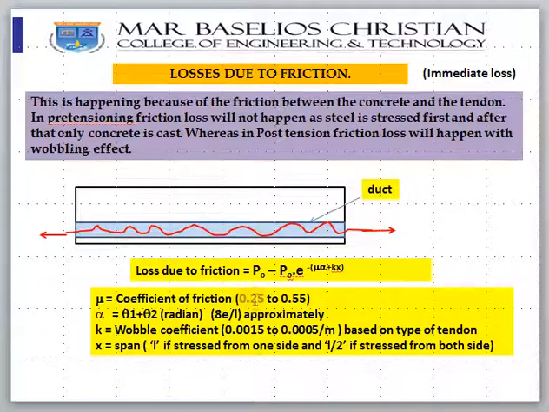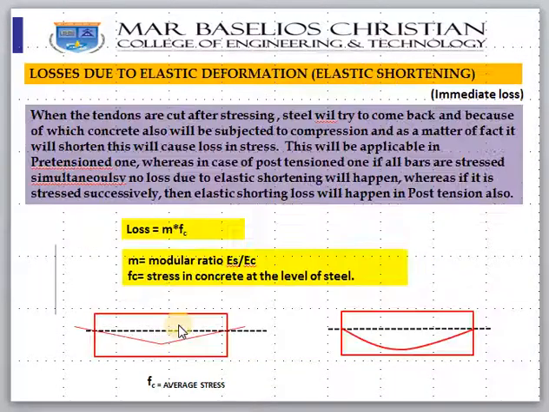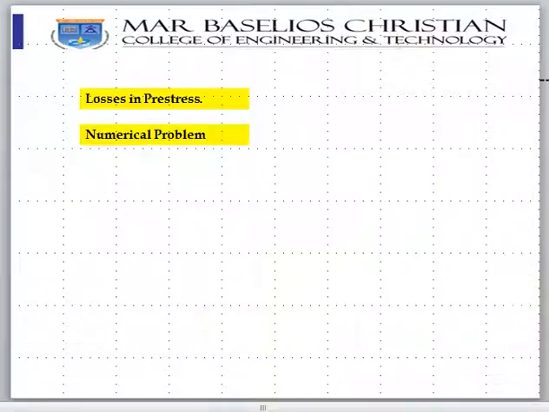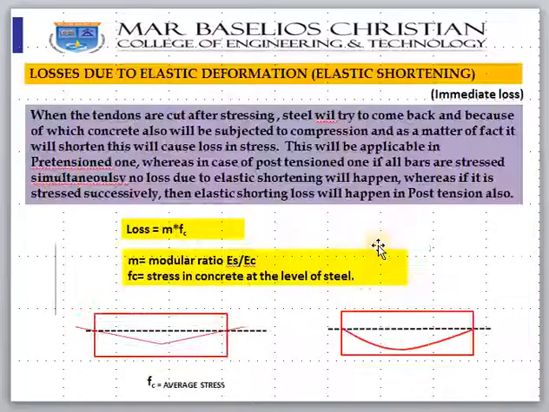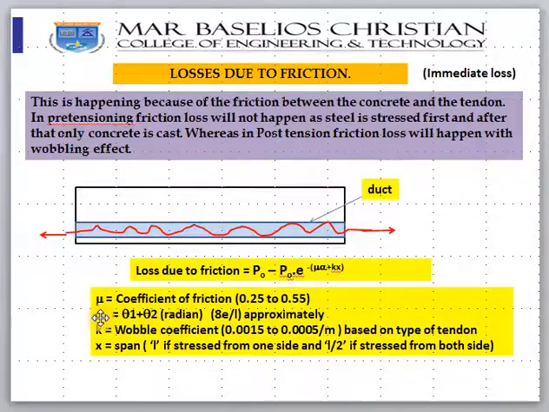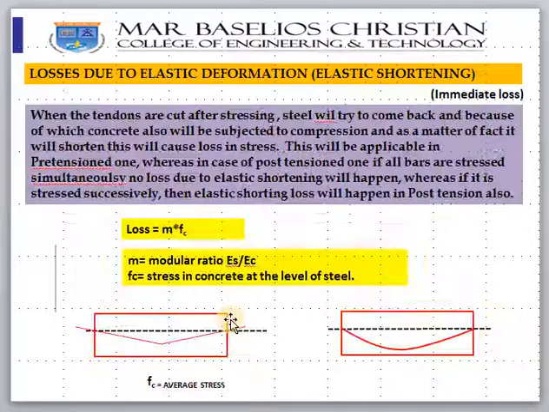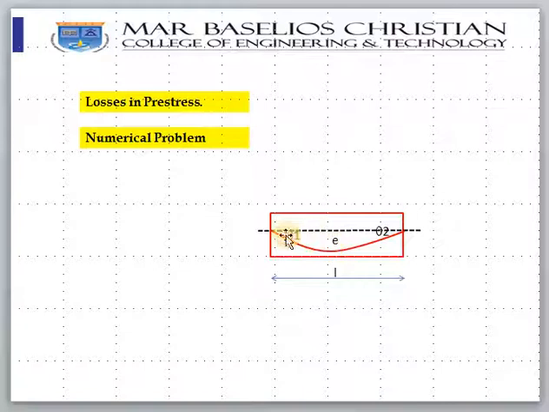Normally it is given in the question, 0.25 to 0.55. And alpha is nothing but theta 1 plus theta 2. See here, let us say this is the profile, and this is theta 1, the angle the tendon profile makes with the horizontal, and this is theta 2. Then theta 1 plus theta 2 is your alpha. Remember, it is in radians. How do you calculate theta 1? Tan theta is e by L by 2. Theta 2 is also e by L by 2.